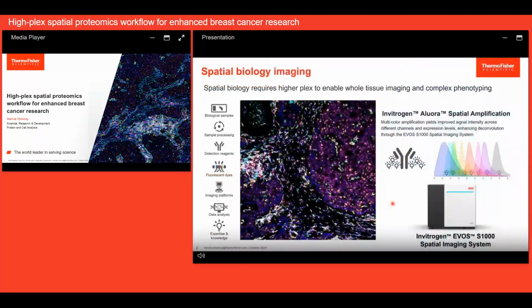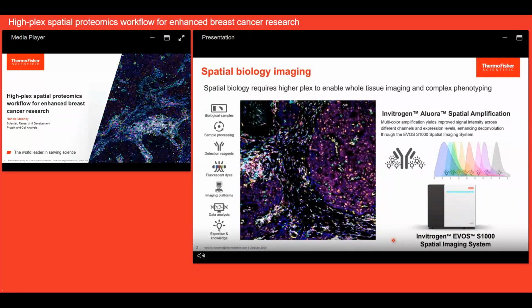Spatial biology is a rapidly growing field of study that explores how cells and molecules, like biomarkers, are distributed within and interact within tissues. Spatial biology, as it is evolving, is starting to require higher plex to enable whole tissue imaging and complex phenotyping of cells. And so really this requires biological samples that you can process appropriately, while using the appropriate kinds of detection reagents, fluorescent dyes if you're using fluorescent imaging platforms, data analysis, and of course the expertise and knowledge it takes to put all of those together.